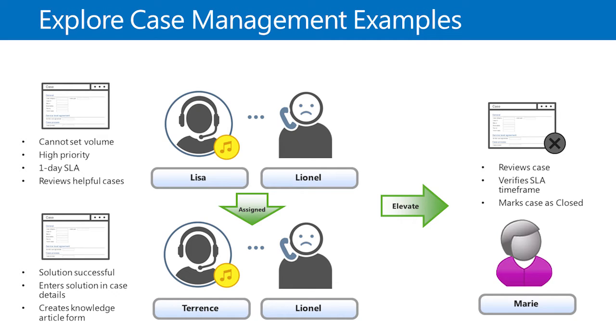Lisa, a customer service representative at Contoso, receives a telephone call from Lionel, a Contoso customer. Lionel has trouble setting the correct volume level on the new sound system that Contoso just installed in Lionel's music store. Lisa creates a case for Lionel and assigns the category volume to the case.